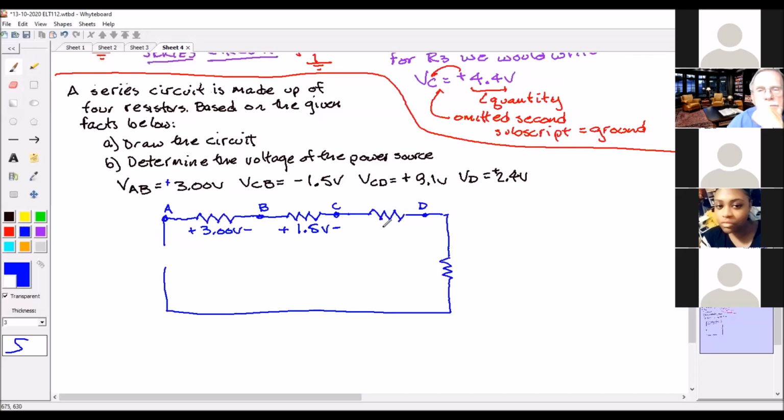The third one is going to be 9.1, positive to the left, negative to the right. And then the last one, that's from D to ground, so it's going to be 2.4, positive on top, negative on the bottom. Okay, and the one thing we didn't put in is ground, which should be in there.